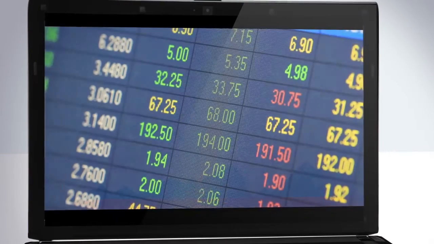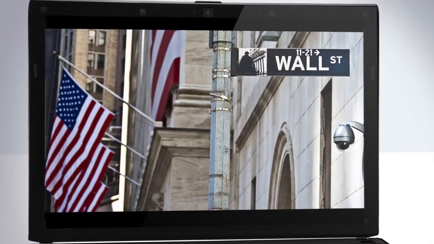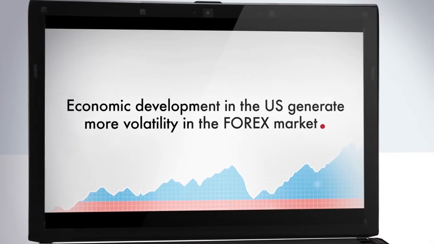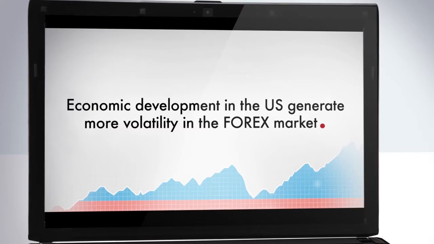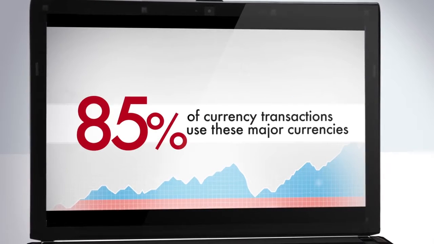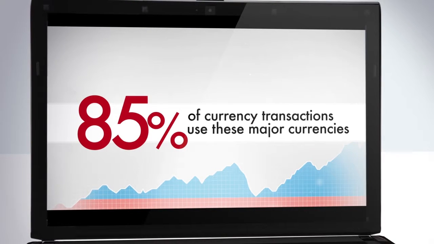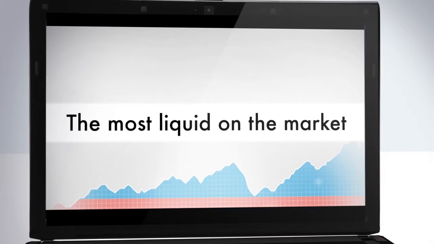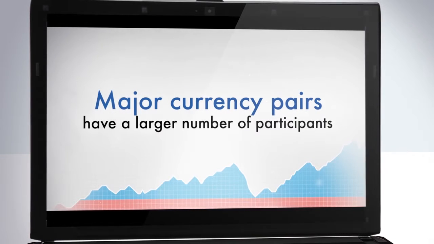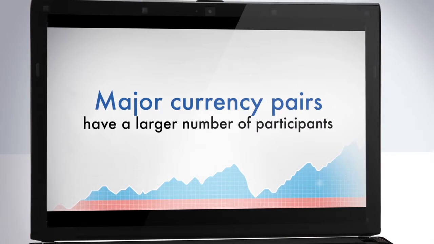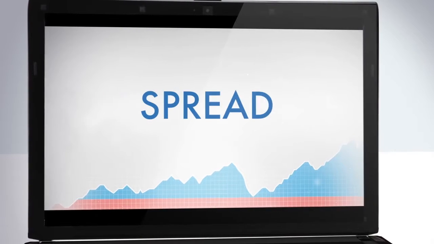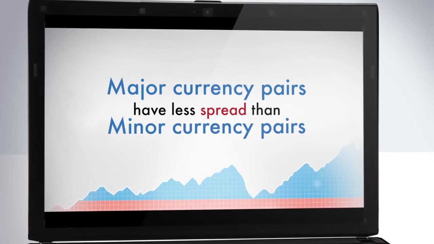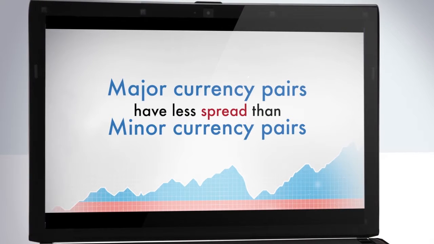As major currency pairs are paired with the US dollar, any economic changes in the US could affect all the major currency pairs. Hence, economic developments in the US tend to generate more volatility in the Forex market. Approximately 85% of all currency transactions involve these major currencies, making them the most liquid in the Forex market. As major currency pairs contribute the maximum of all transactions, they have a larger number of participants. The spread between major currency pairs, the difference between the bid and the ask price, tends to be lesser than the spread between minor currency pairs.